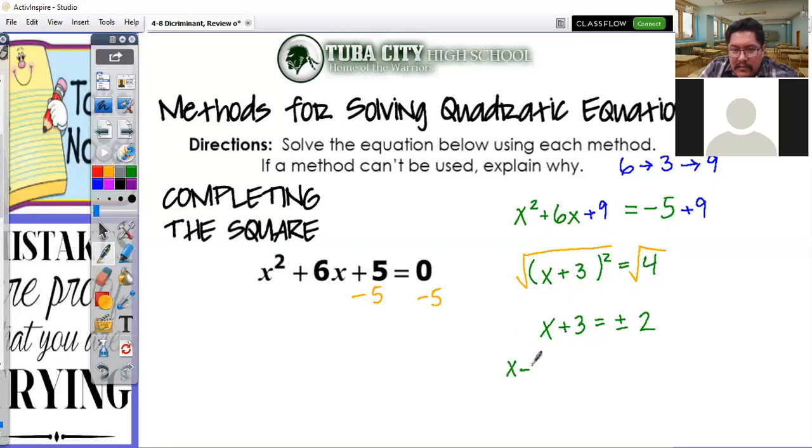So x plus 3 equals positive 2. So that's the top one here. X plus 3 equals negative 2. So that's the other possibility. So we have to consider both outcomes because, again, roots are tricky, right? They don't really have to follow the rules.